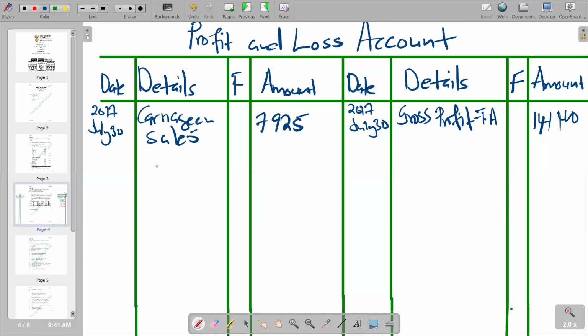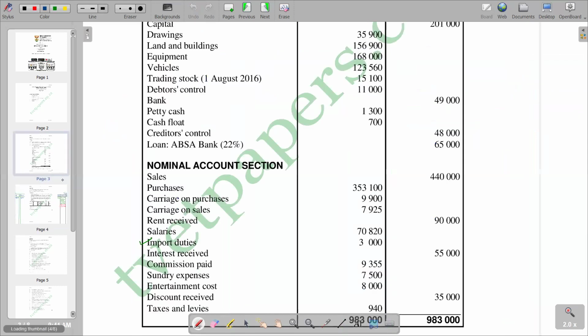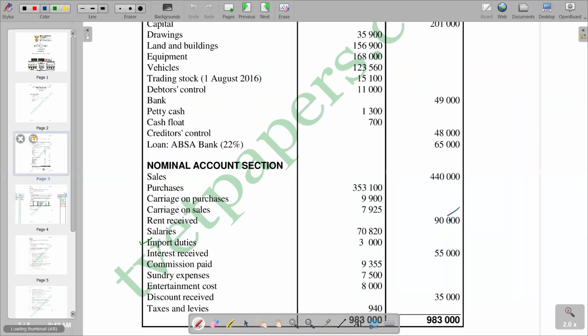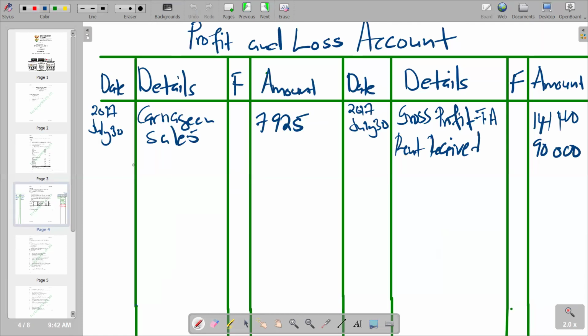And then we're going to check the next item that is to be posted in the profit and loss account. We've got the rent received beneath that. So rent received is an income, and we've got 90,000. It goes to the credit side of the profit and loss as an income, 90,000 rent received. And then we go to the next one, which is salaries. It's an expense, and the salaries will go to the debit side, which is 70,820.